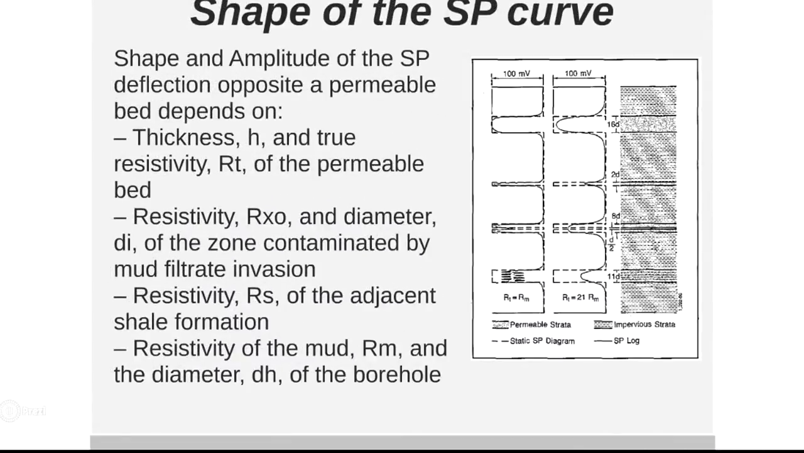Shape of the SP curve. The shape and amplitude of the SP deflection opposite a permeable bed depends on the thickness, H, and true resistivity, RT, of the permeable bed; the resistivity, RXO, and diameter, d, of the zone contaminated by mud filtrate invasion; the resistivity, RS, of the adjacent shale formation; and the resistivity of the mud, RM, and the diameter, DH, of the borehole.